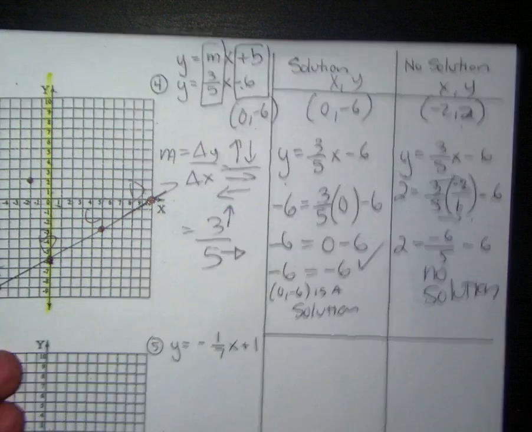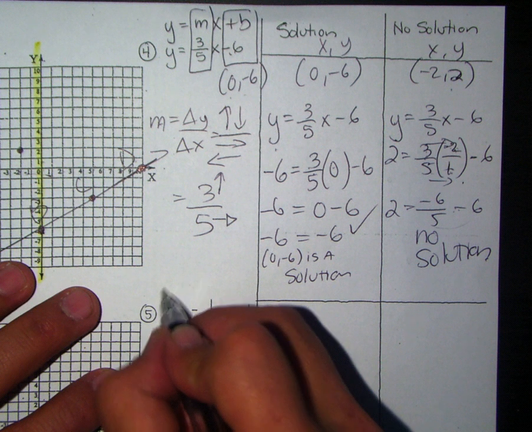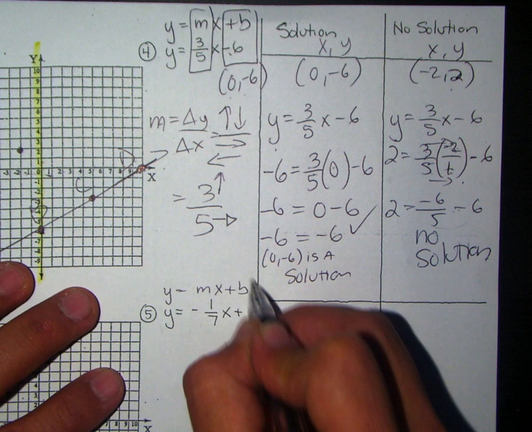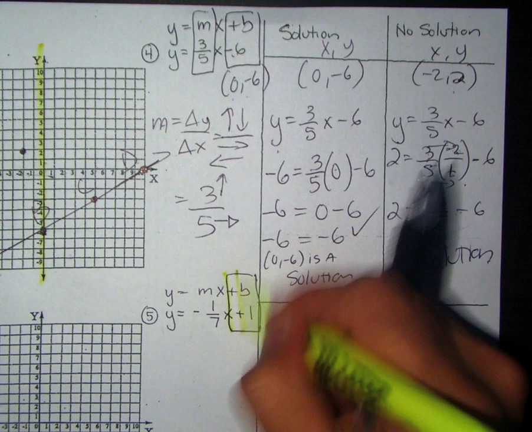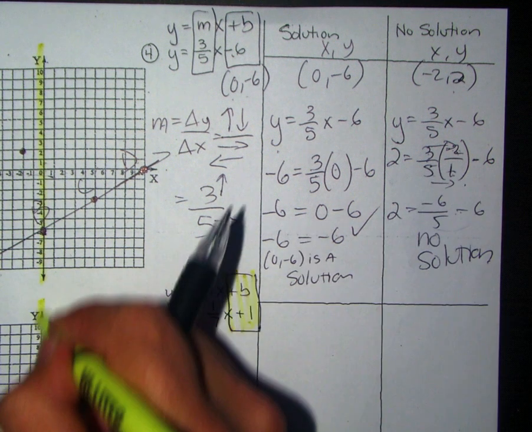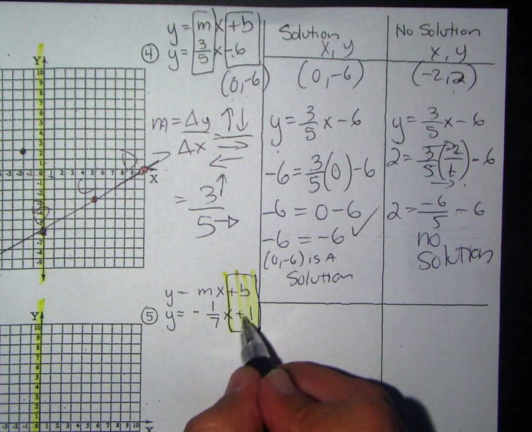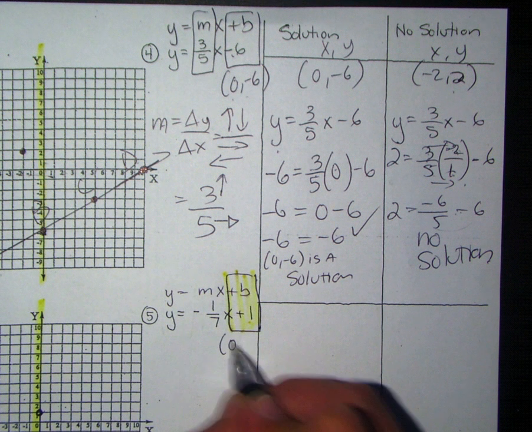All right? Let's try the next one. I'm not going to say anything, just go ahead and do it. What am I looking for? Yep, right there, which is your 0 comma 1.